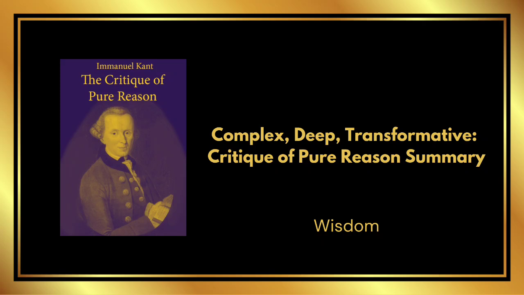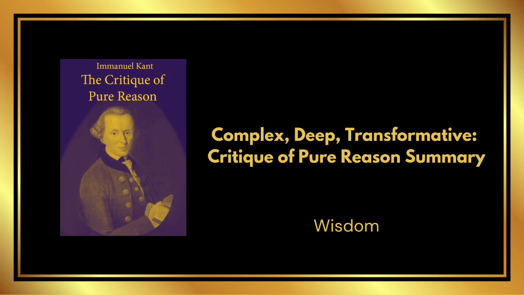Part 3. Categories of the Mind. In addition to space and time, Kant introduces the idea of categories. These are basic concepts or categories that the mind uses to structure and interpret sensory data. For example, the category of causality helps us understand the relationship between events in terms of cause and effect. Without this category, we would have no way of understanding how events are related or how the world works.